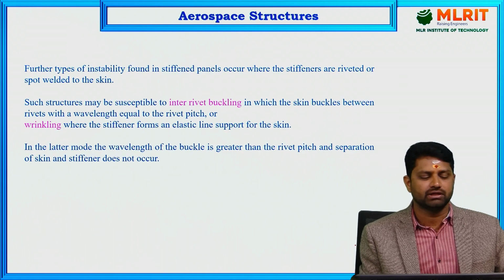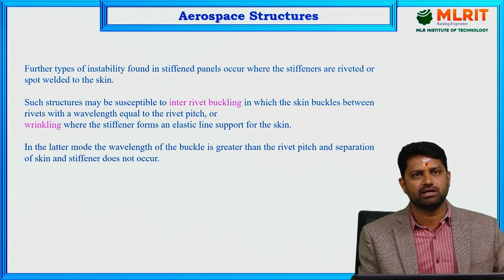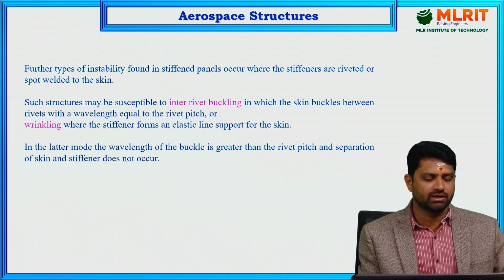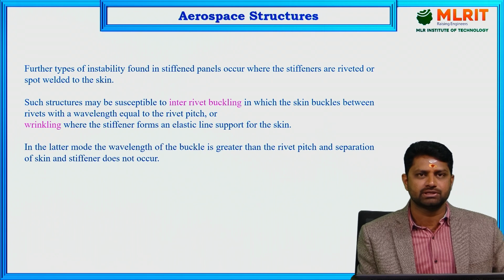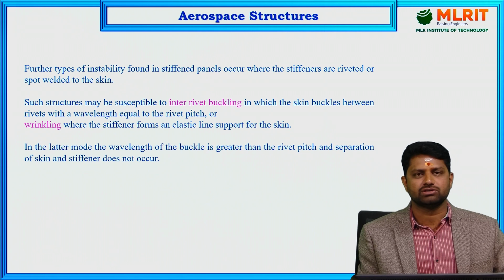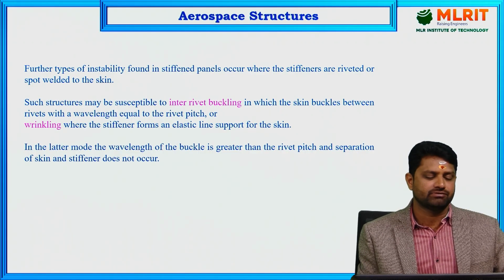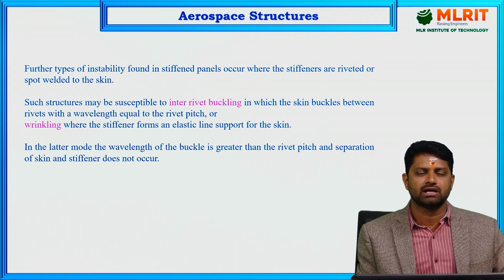Further types of instability are found in stiffened panels where the stiffeners are riveted or spot welded to the skin. Such structures are usually susceptible to inter-rivet buckling, where you can observe wrinkling of the plates. In this type of wrinkling, the wavelength of the buckle is greater than the rivet pitch, and separation of the skin and stiffener does not occur. That's it for today's session, where we have seen local instability, that is instabilities of stiffened panels, followed by the determination of critical load.